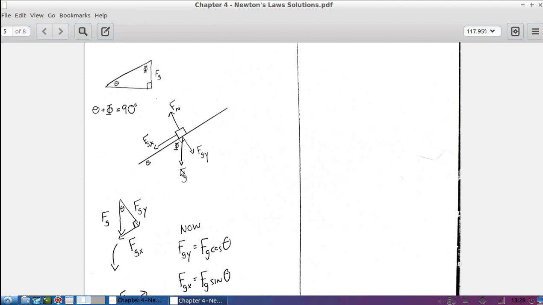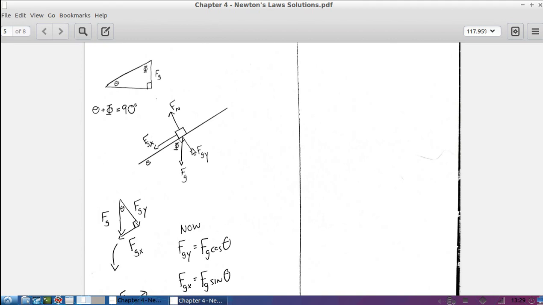So I'm going to split f sub g into its y component. I'm just going to draw it on the free body diagram. The y component goes along the negative y-axis. The x component goes along the negative x-axis. Down the hill is negative. We can switch that around if it makes our lives easier, but for now, down the incline is negative. Okay, so I've got f sub g, its y component, and its x component.